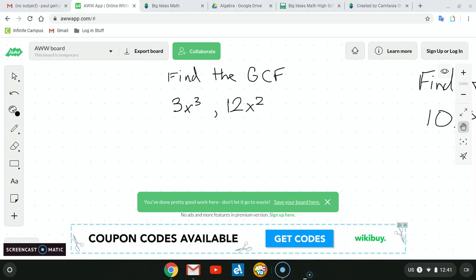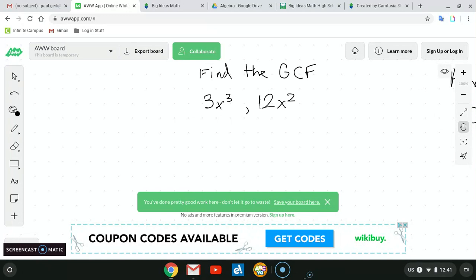So we're good. All right, so find the GCF of these two monomials. We've got 3x cubed and 12x squared. So when it says find the GCF, that's the greatest common factor. Okay, so we got to talk about what are common factors. If you remember, common factors are things that you can divide a number by.